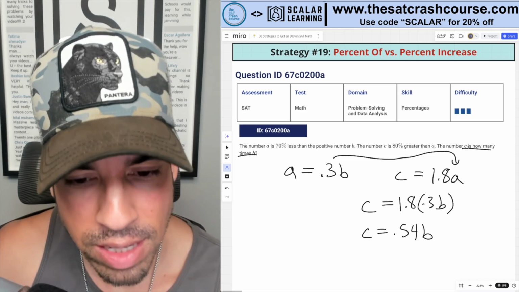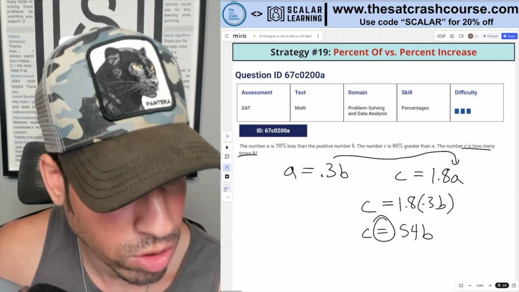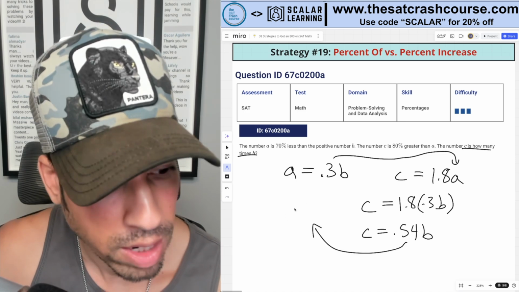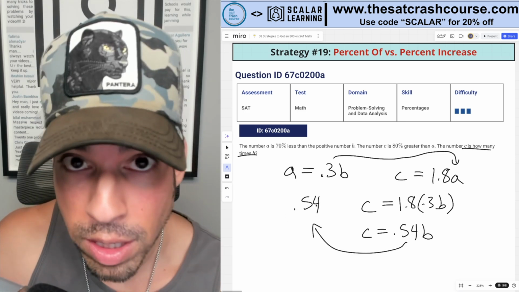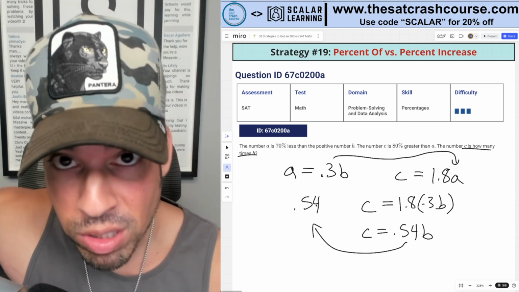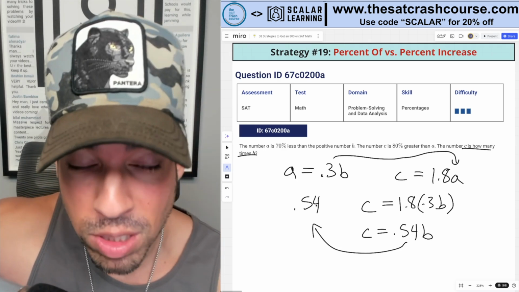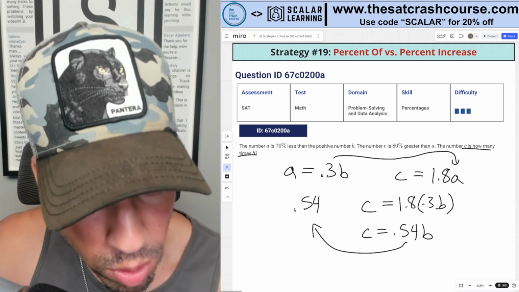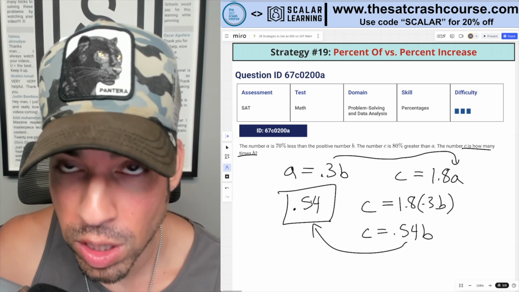0.54b. Now it says C is, and there's my equal sign, so that looks good. How many times B? And it's right there, 0.54. Now, just a quick note, if they would have said C is what percent of B, you'd have to convert that back to a percentage, which would be 54 without a decimal point. But anyways, 0.54 is the winner. Done.